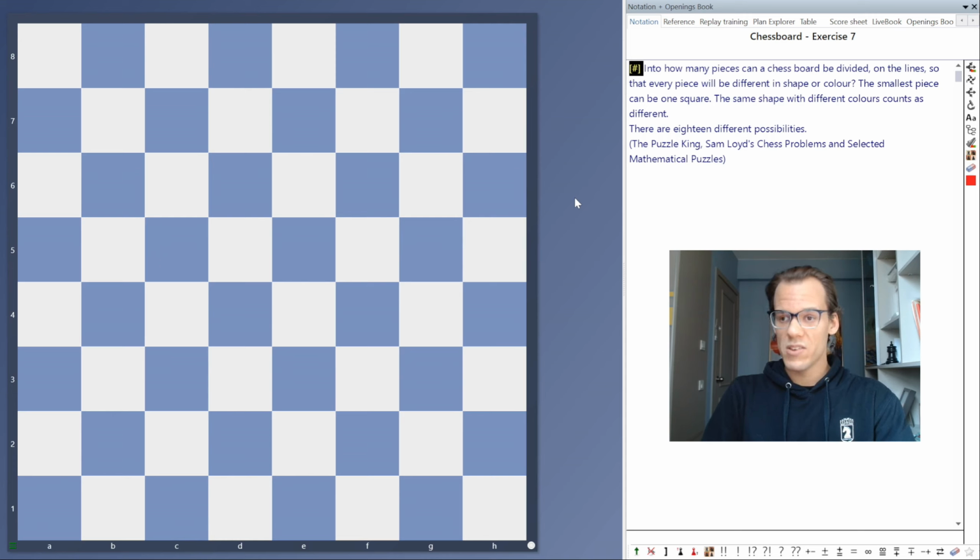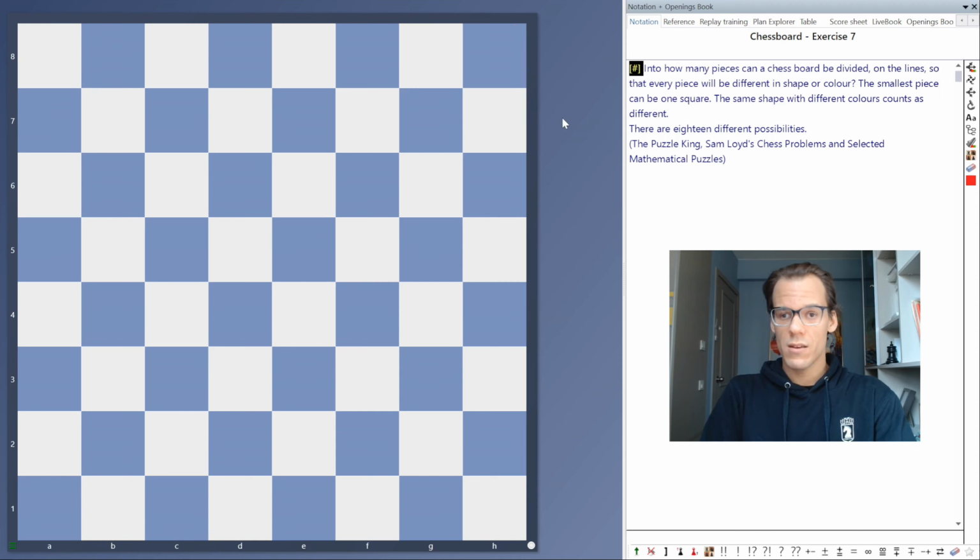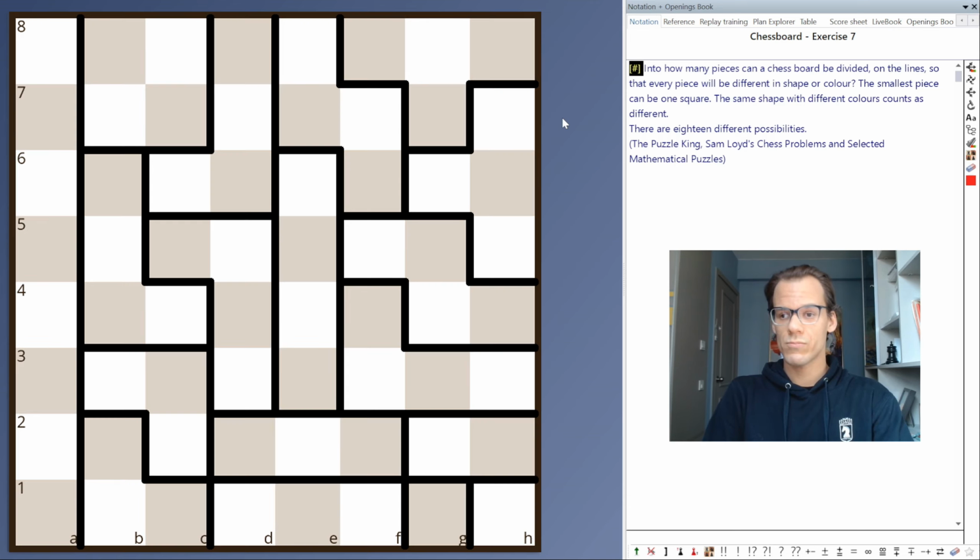So the smallest piece can be just one square. The same shape with different colors counts as different. So if you have, let's say, these two, the same shape but different color, right? So try to find the solution. You can pause the video, and here comes the answer. So we have 18 different possibilities.